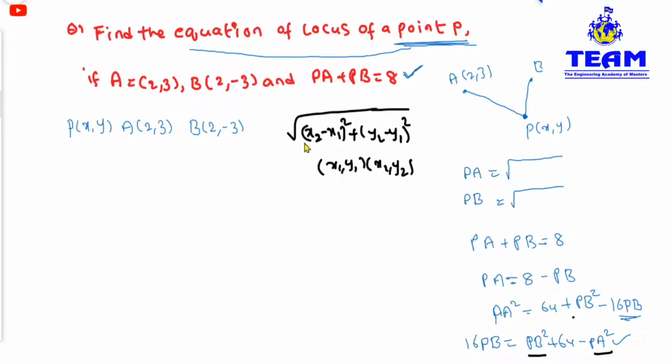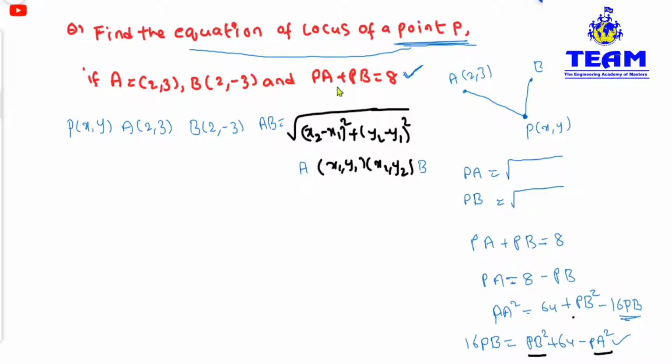Now PA means the distance between 2 points. Given points: P is the point (x, y), A is the point (2, 3) and B is another point (2, -3). We have a formula, friends. If A is the point (x1, y1) and B is another point (x2, y2), then the distance AB is equal to the square root of (x2 - x1) whole square plus (y2 - y1) whole square.